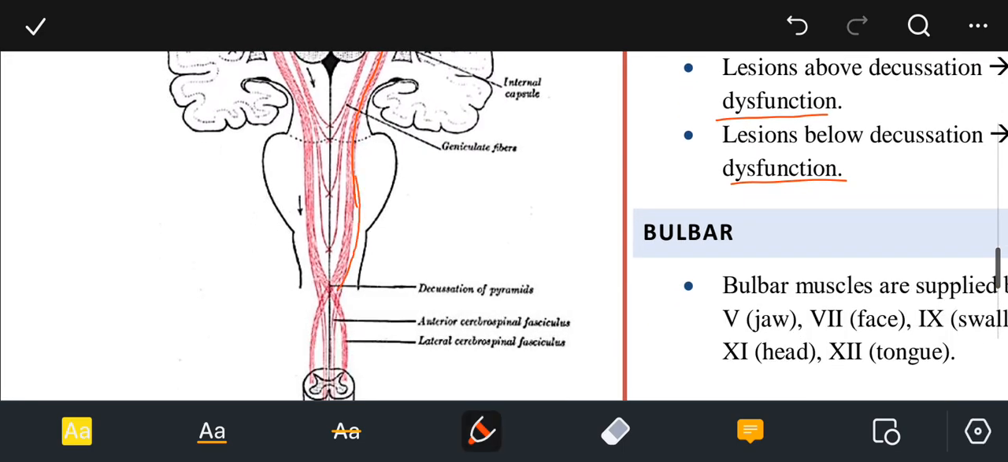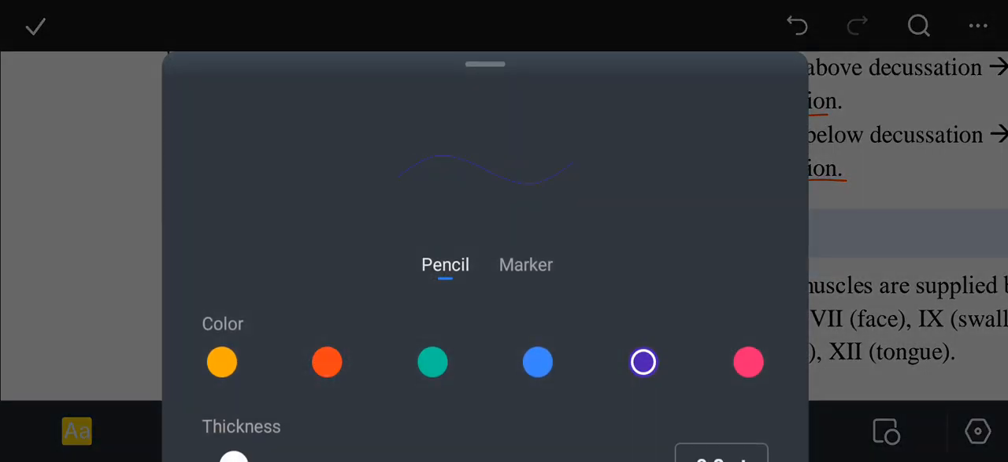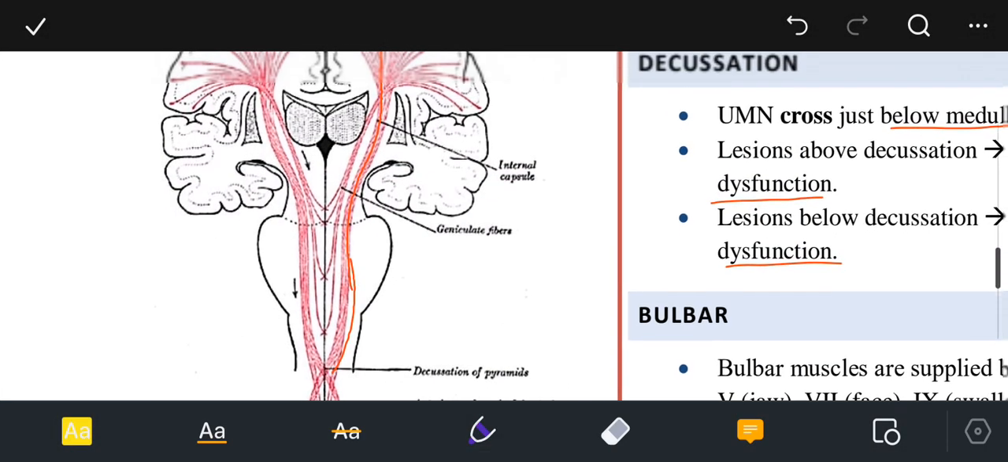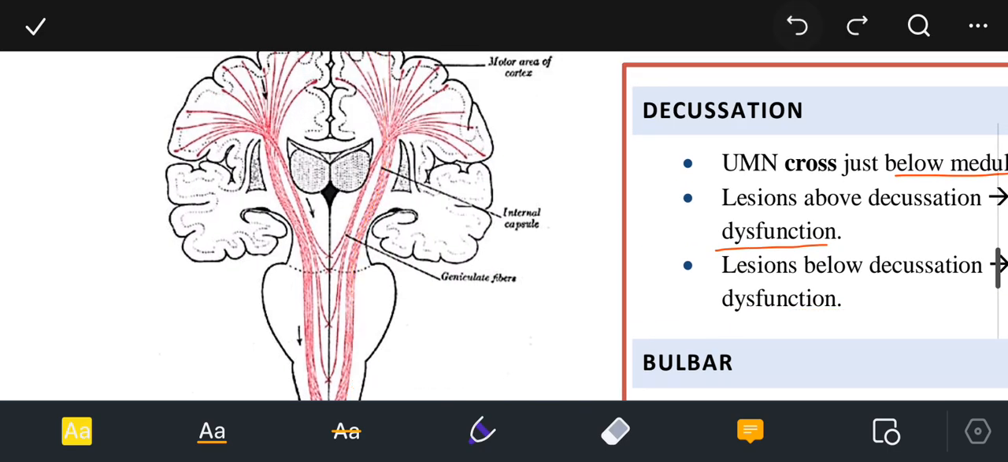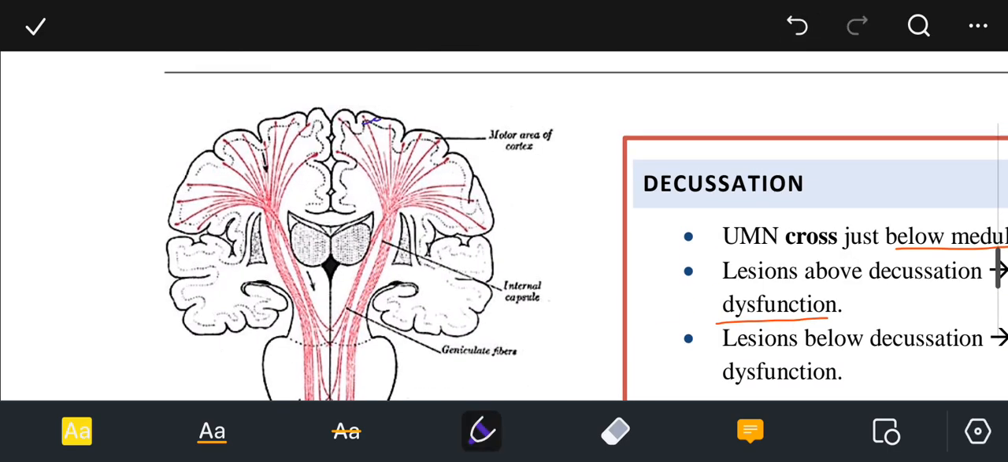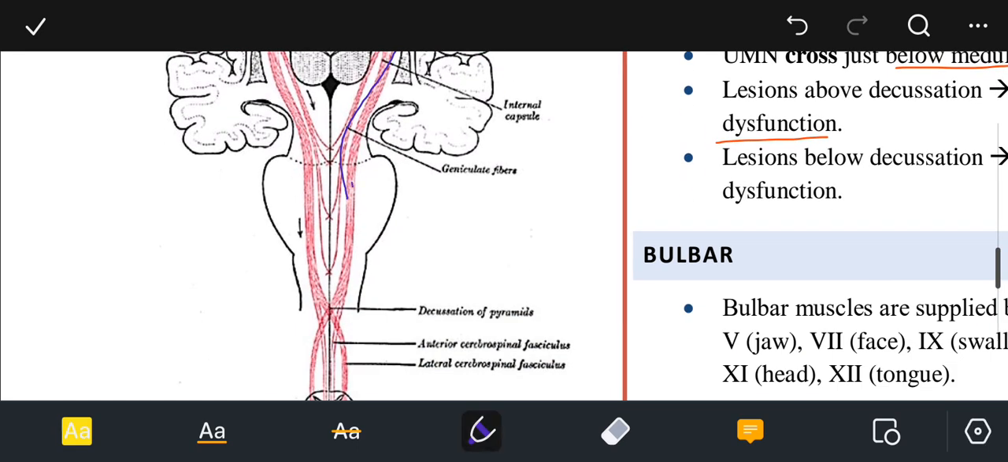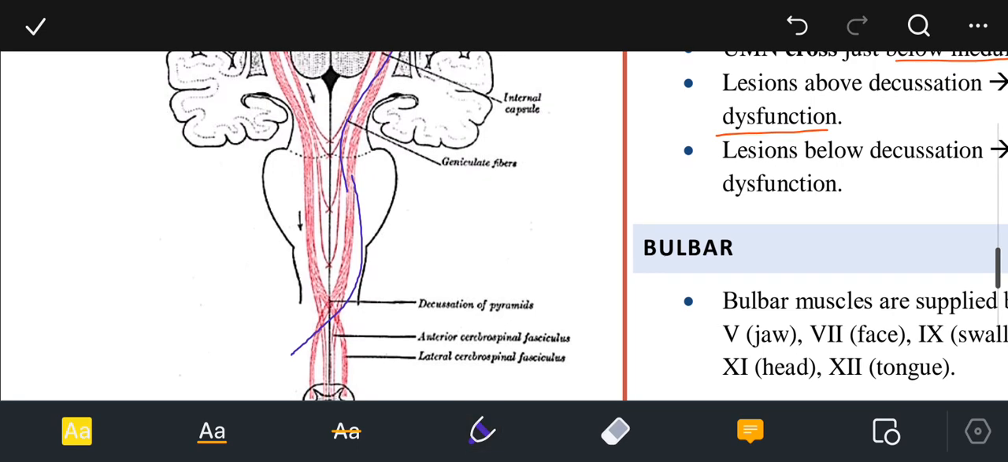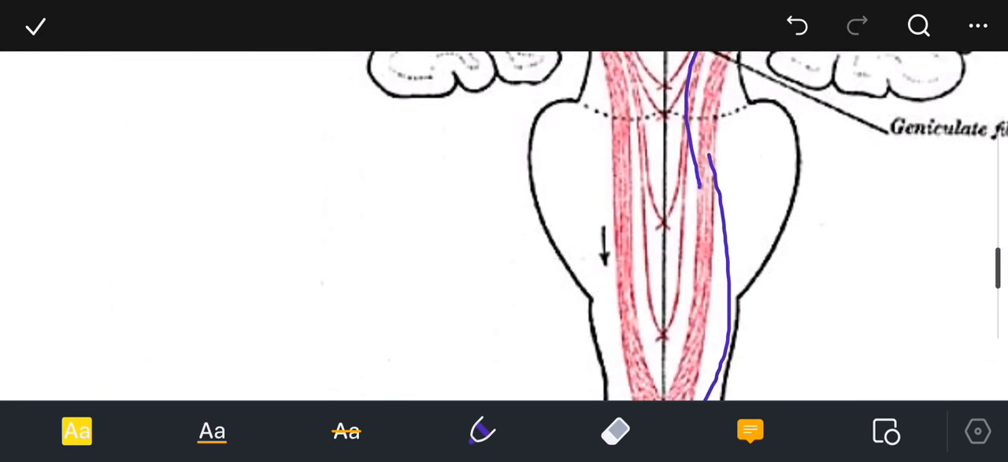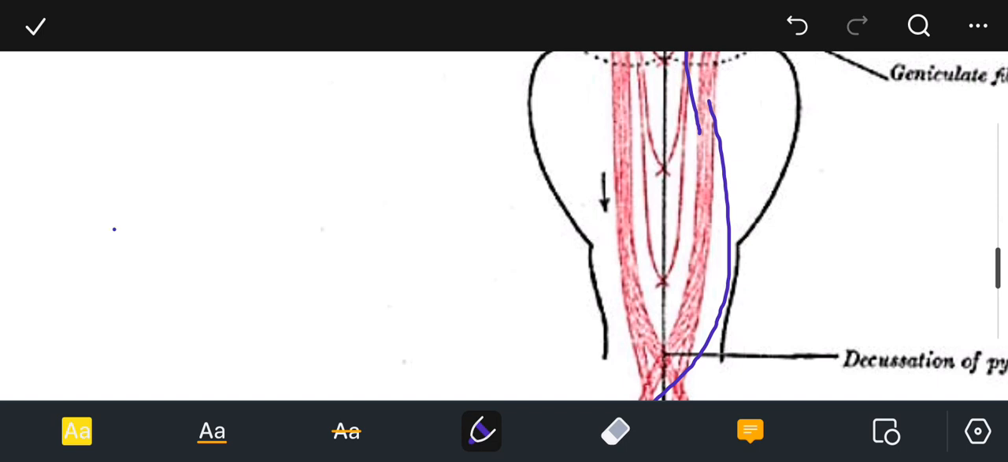Let me change the color so that you can see it more clearly. Just give me a second. Yes, so these fibers began over here, and they went down all the way till the medulla, after which they decussated onwards, and the point at which they decussate is just under the pyramids of the medulla. If I draw the medulla oblongata over here, it looks something like this.